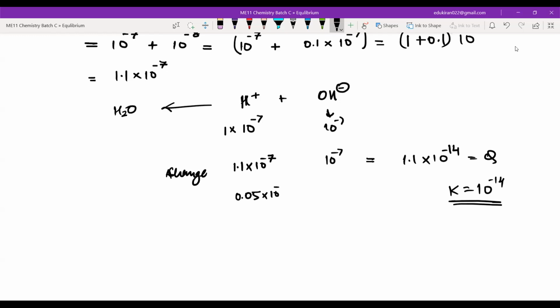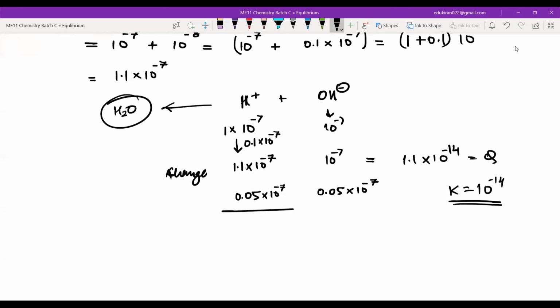0.05 into 10 to the power minus 7 of H plus will be getting reacted with 0.05 molar concentration of OH negative. What is happening? H plus is combining with OH negative to form H2O. Because the concentration of H plus has increased, the system will move towards backward reaction. And the increase was here of 0.1 into 10 to the power minus 7. Then half of H plus and half of OH negative will react.